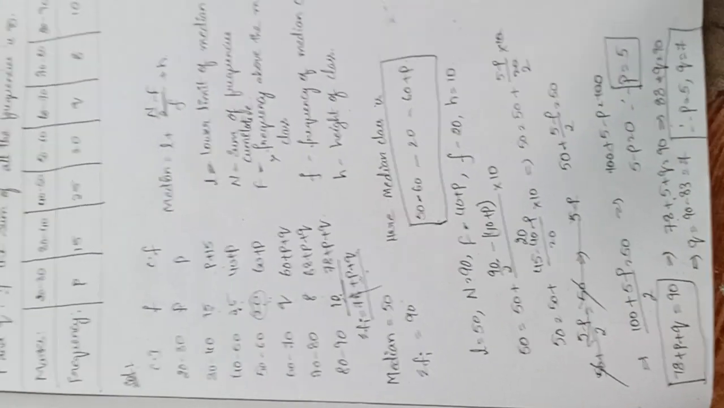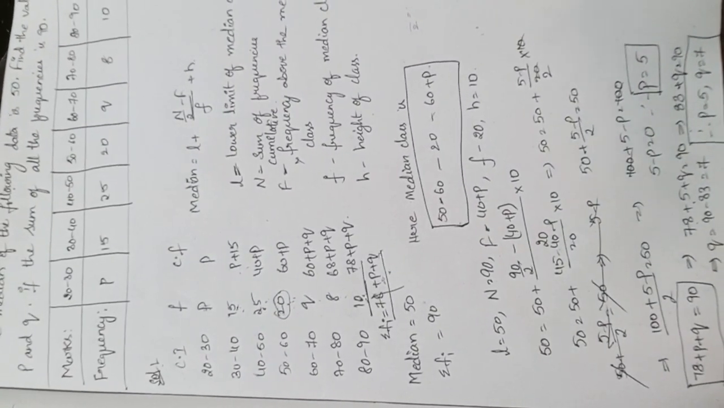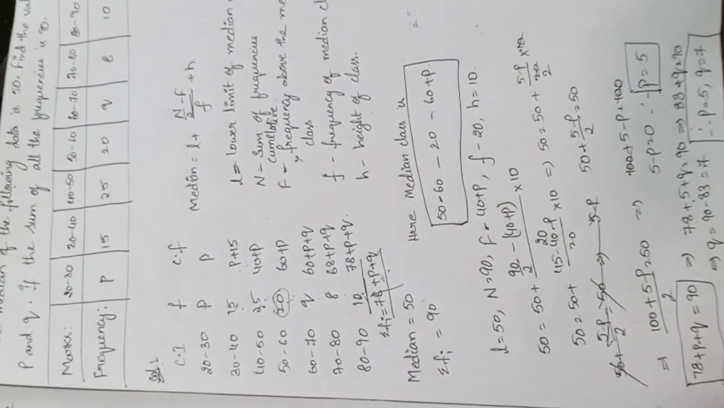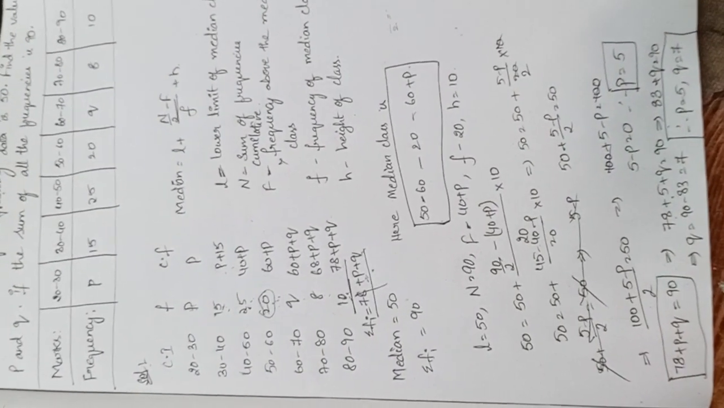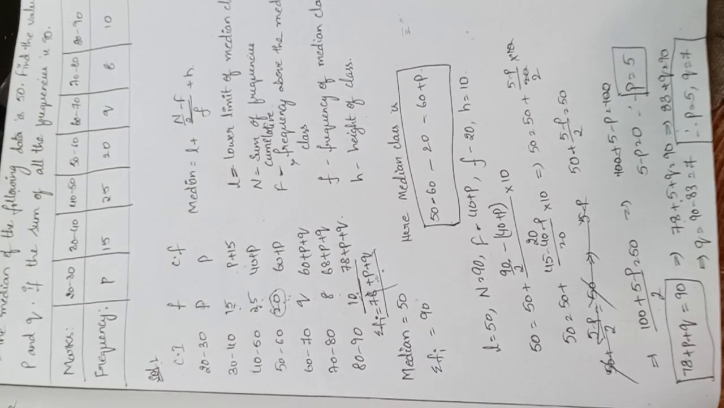Understood? These are the values of the missing frequencies of the median table given in the question.